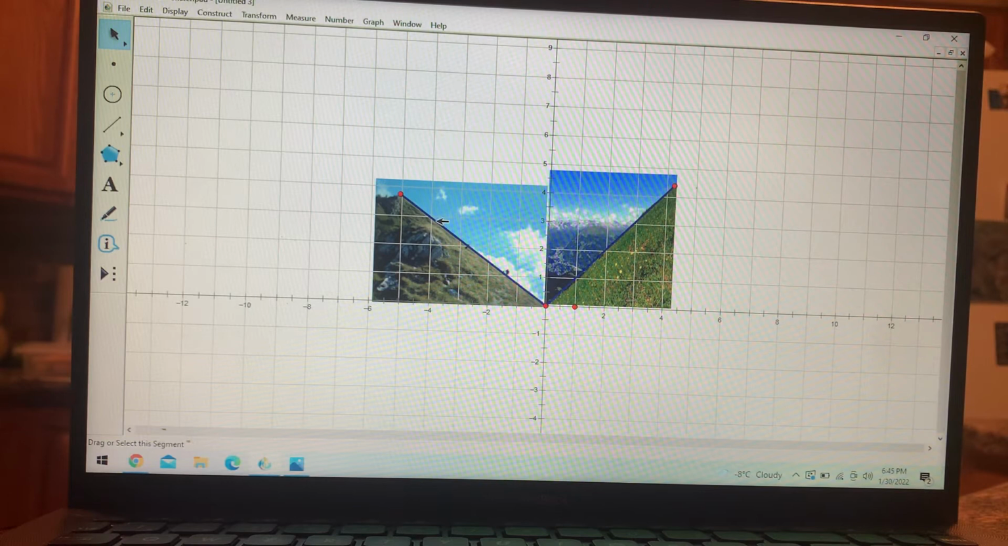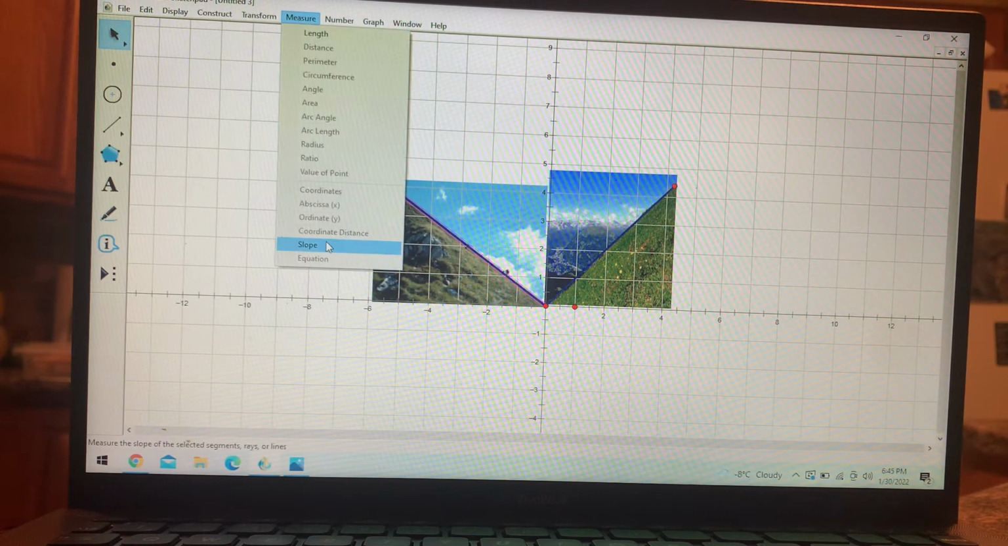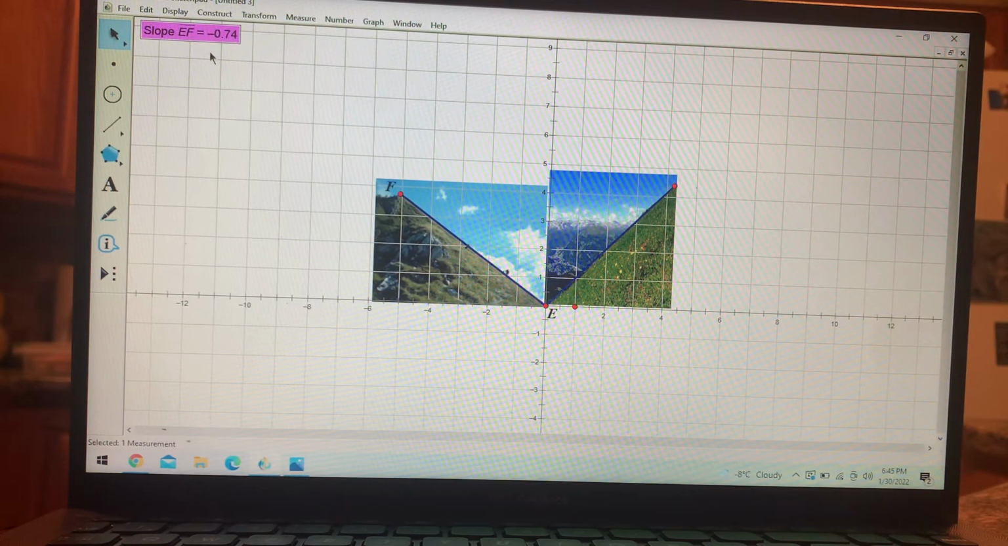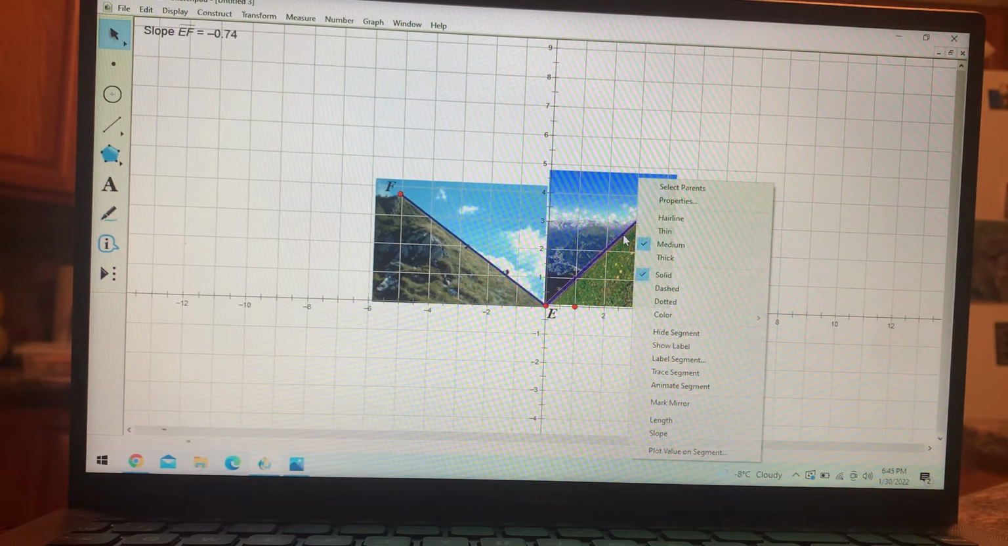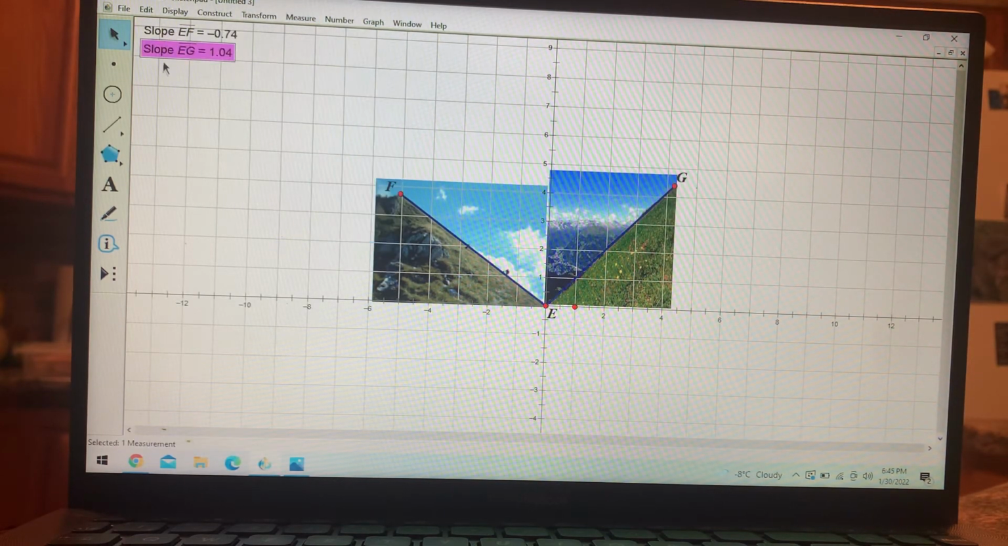You'd click these lines, and you go to measure slope, and slope will appear right in the corner over here. And we do the same thing for this line. And there we have two different slopes. So we have EF, and then we'll have EG as well. So they both start at the same point, but their slopes are different.